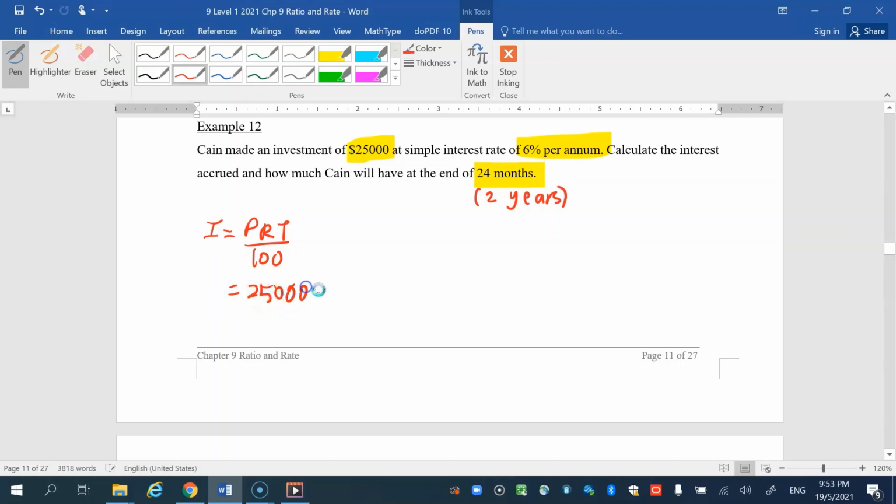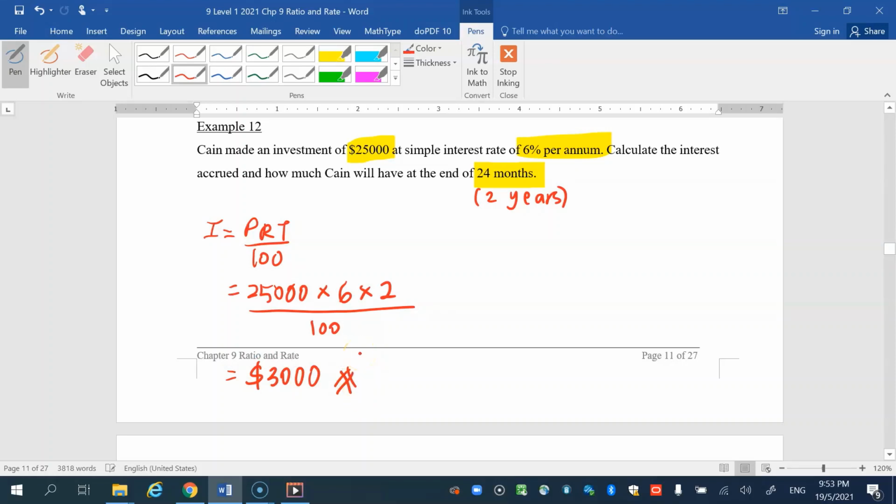That's the principal amount. R is 6%. Okay, so let's take it over 100. And T is 2 years because 24 months is 2 years. Okay, then if you press calculator, you would get interest is $3,000.